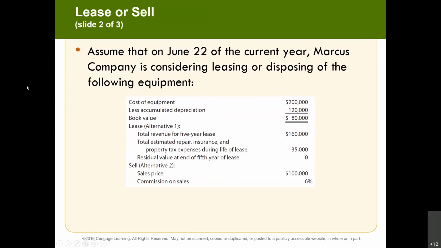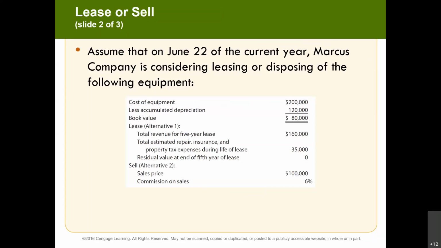So looking at it here from an example, let's assume on June 22nd, the current year, Marcus, this is your company. It says Marcus Company is considering leasing or disposing of the following equipment. The cost of the equipment was $200,000. The accumulated depreciation on this equipment is $120,000, giving the book value of $80,000.